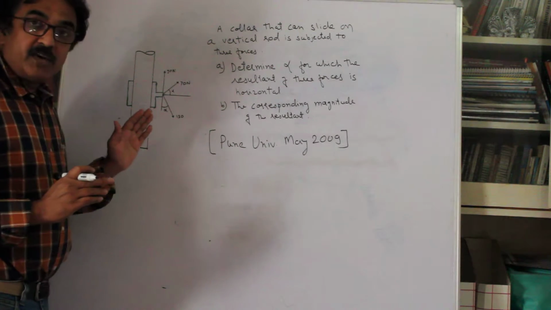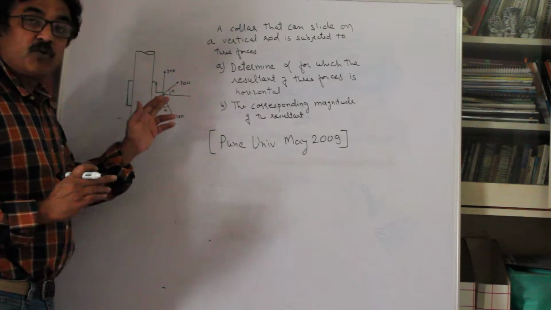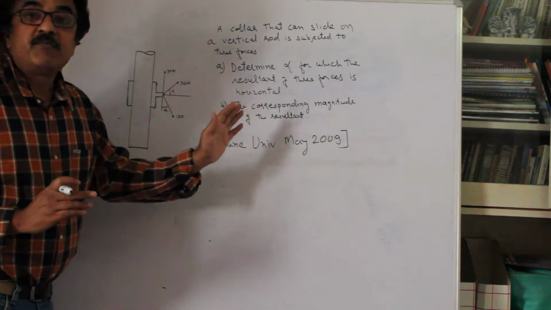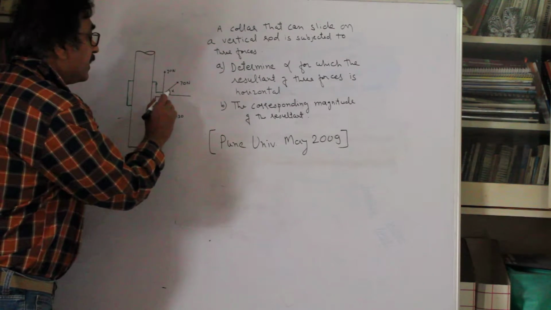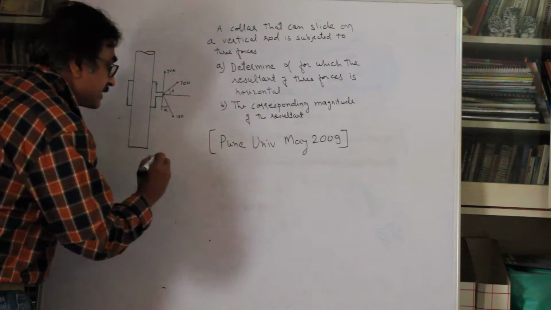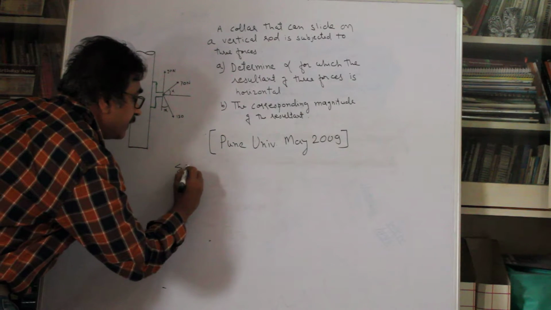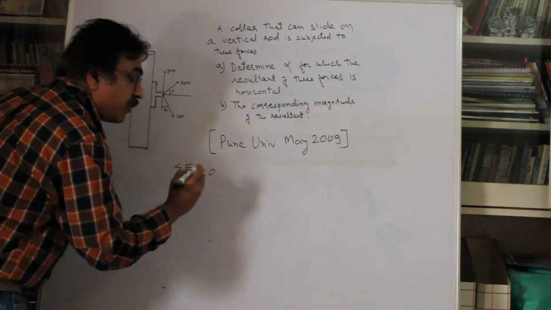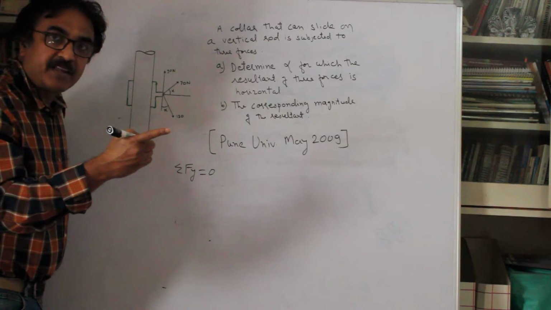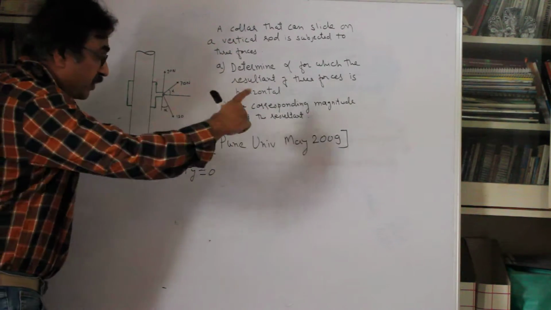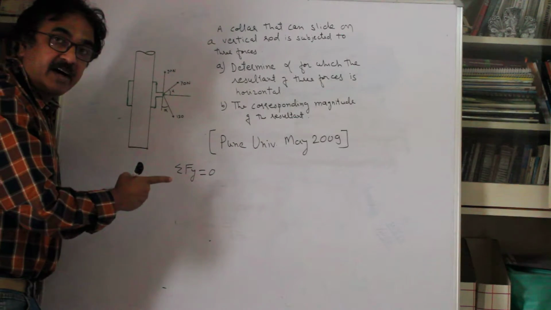So it means if we resolve all these three forces vertically, we can equate them to 0. And if you do that, then you should find out the angle alpha. So let's start. We will say sigma Fy is equal to 0. Why? Because the resultant is horizontal and we want to determine the value of that resultant, which is horizontal. So that means sigma Fy is 0.